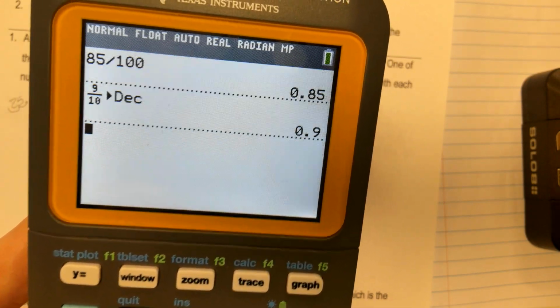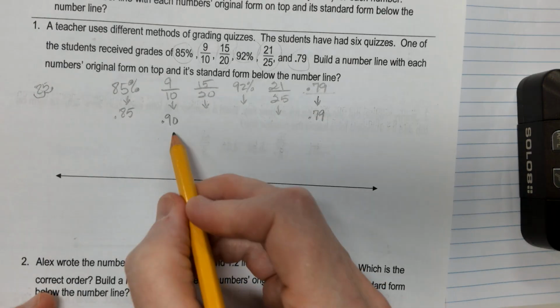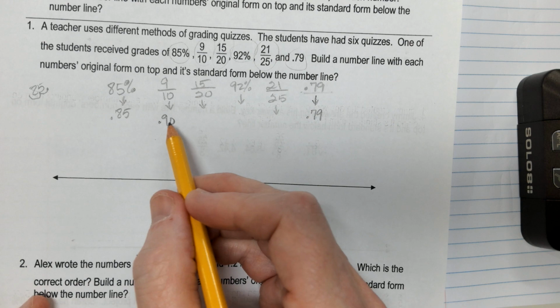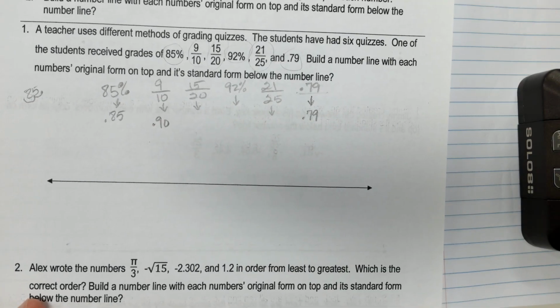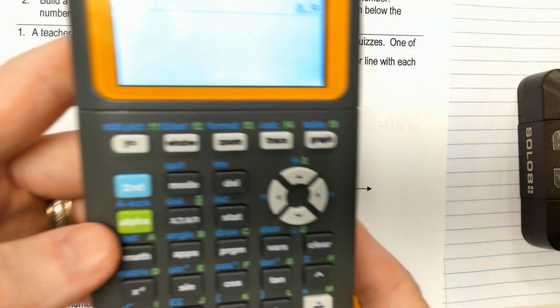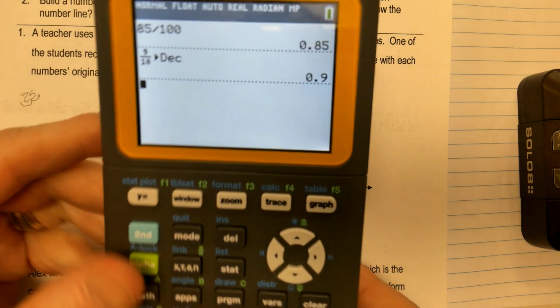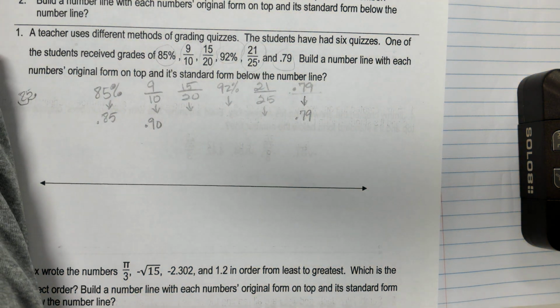Okay? Now, this one says 0.9, so I'm going to write 0.9, but I want you to go to the hundredth place, so just add a 0 there so we can compare 90 cents to 85. Which is more, 90 cents or 85 cents? You already got it. You're already in the right direction. Next, 15 over 20. Hit the green button and put 15 over 20.